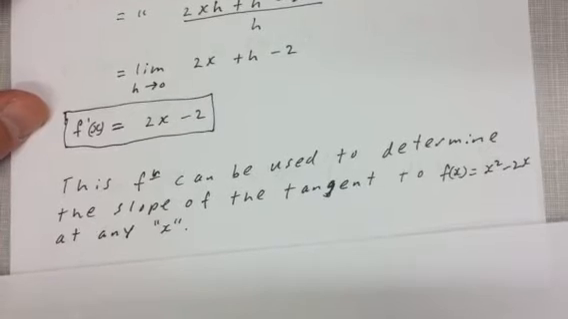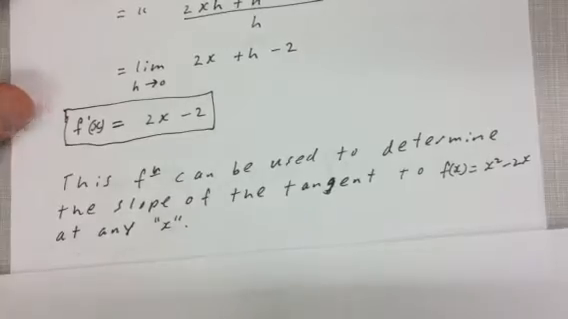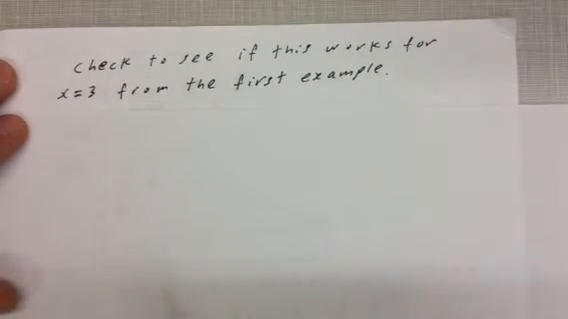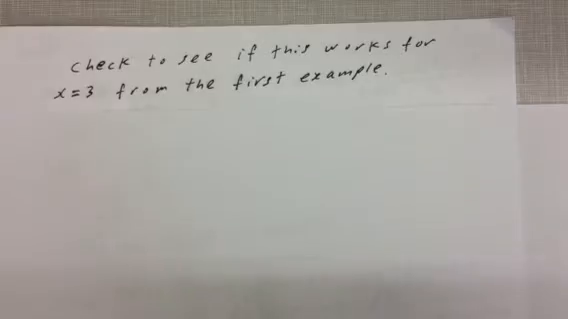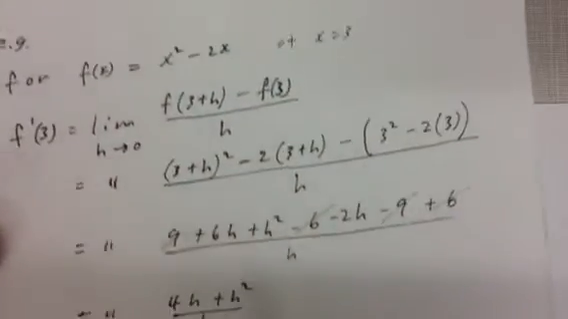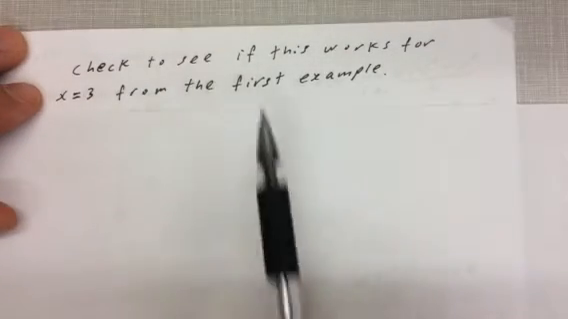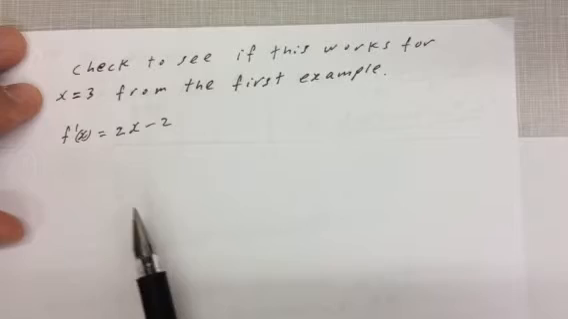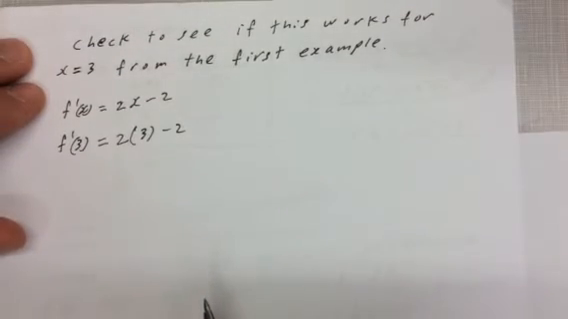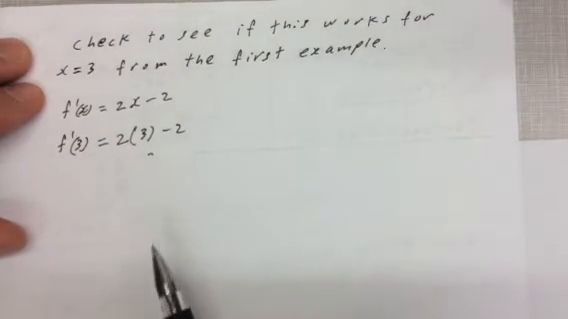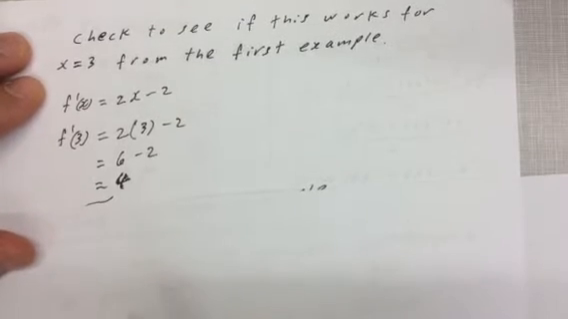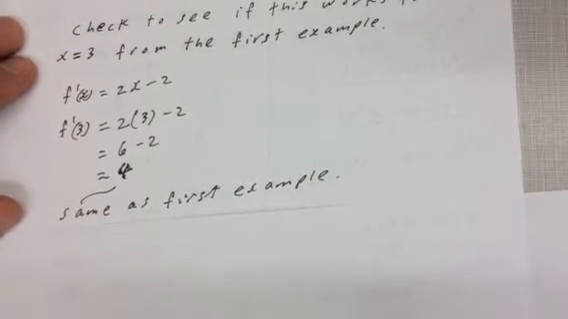Okay, so this function can be used to determine the slope of the tangent to f of x at any x. If you want, you can check to see if this is correct. So you know that we did it originally at 3, we did this, and we got 4. So if you want to test out your formula at x equal to 3, sub it into our expression. Well, 2 times 3 is 6, minus 2 is 4. It works. Okay, so same as the first example.